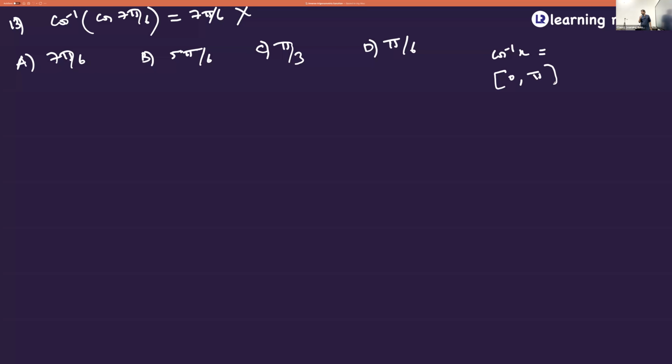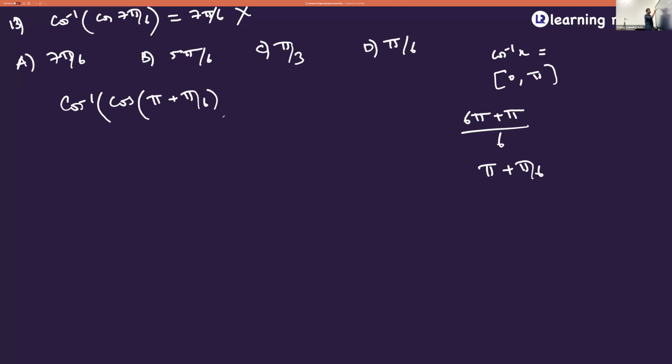Don't guess, think. So cos inverse of, see, this is not deleted, by the way. This is a part of your syllabus. So listen to this carefully. When the numerator is greater than the denominator, can I write the 7 as 6 pi plus pi? So cos of 6 pi plus pi, the whole divided by 6. How much is it going to be? It is going to be pi plus pi by 6. Makes sense? Right. Cos of pi plus pi by 6.